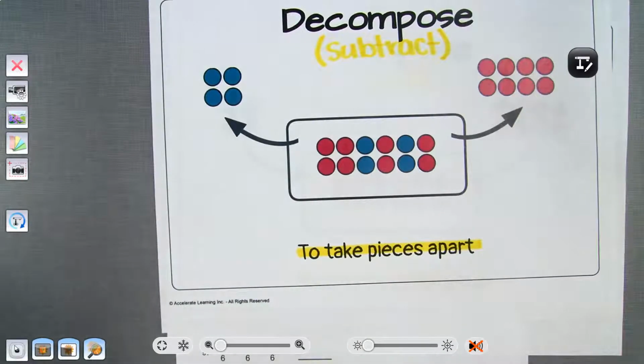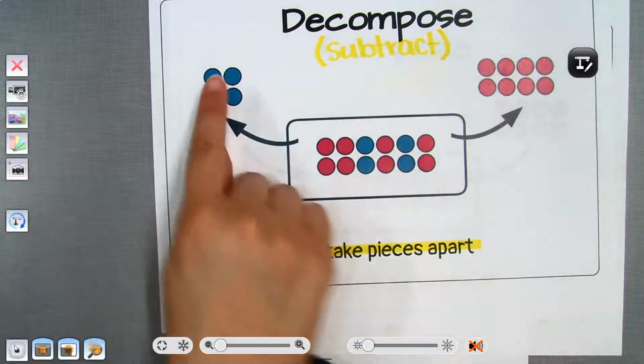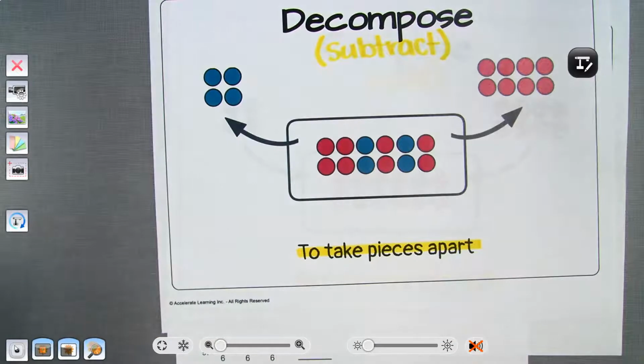Decompose means to take pieces apart. So if you notice, they took all the blue ones out and they took all the red ones out. So that means we are subtracting, to take apart.